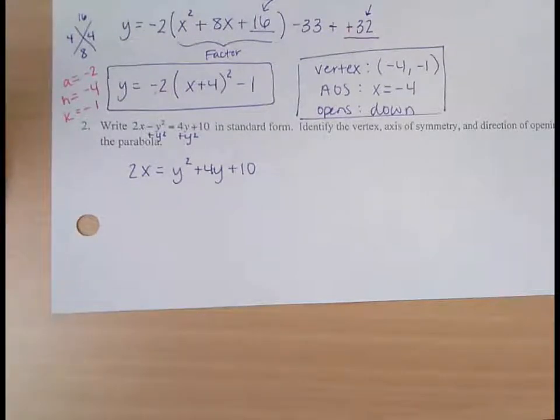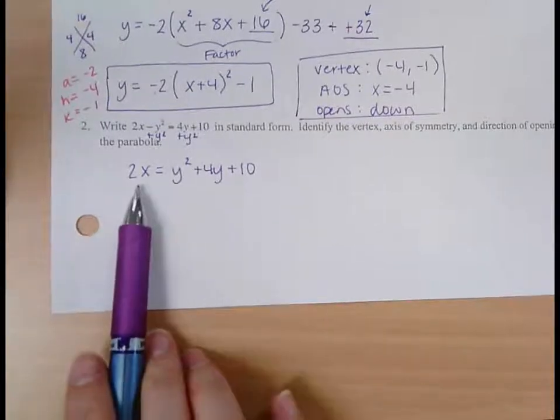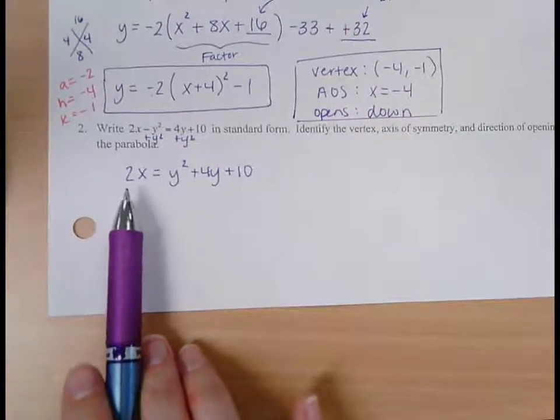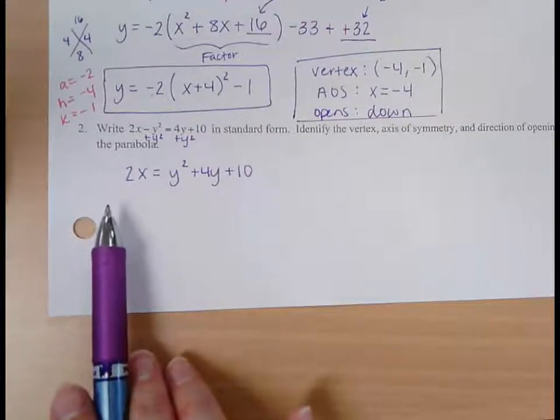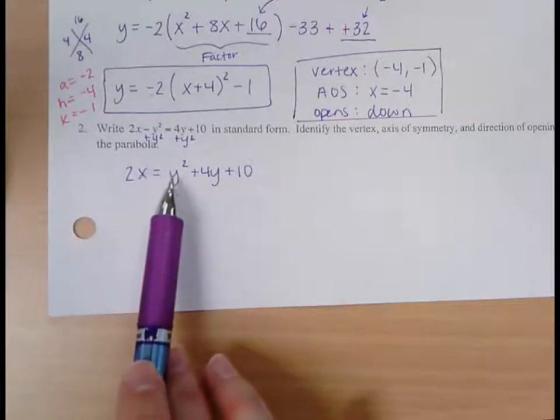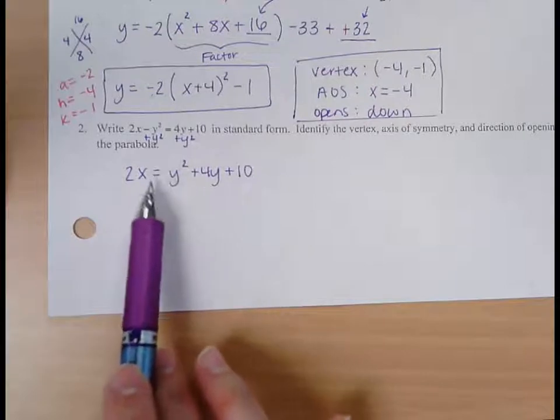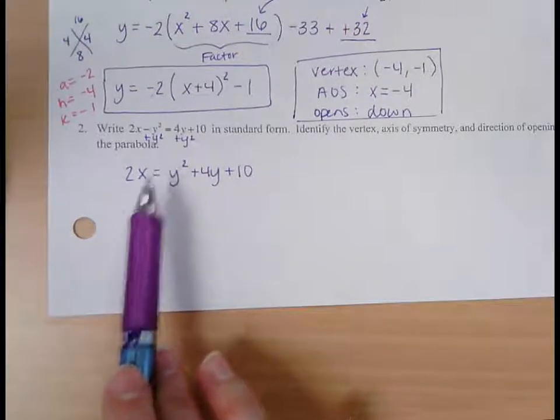I could divide by 2 right away, but I'm going to wait. If there's a number multiplied in front of that variable, you can wait and divide at the end, which is what I'm going to do, so that I don't have to deal with a 1/2 in front of the y squared right now.